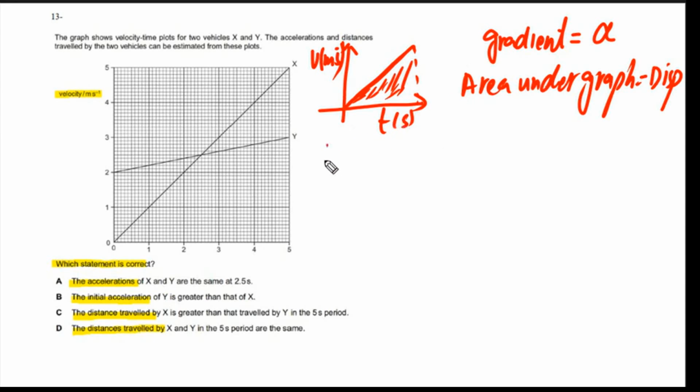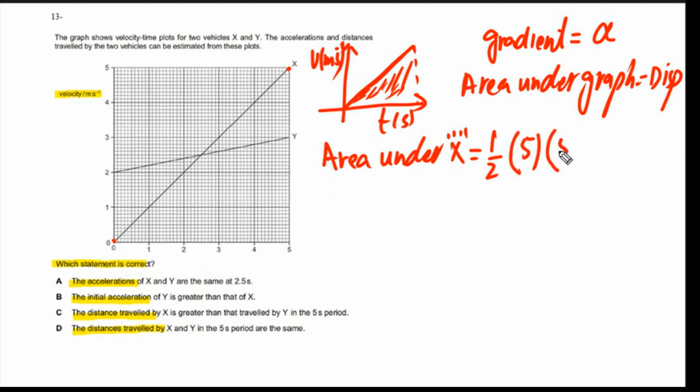Now let's try to find the area under X. This is actually a triangle, so we need to find the area of a triangle. The area of a triangle is simply equal to 1/2 times base times height. The base is 5, and the height is also 5. So our final answer will be 12.5 meters.